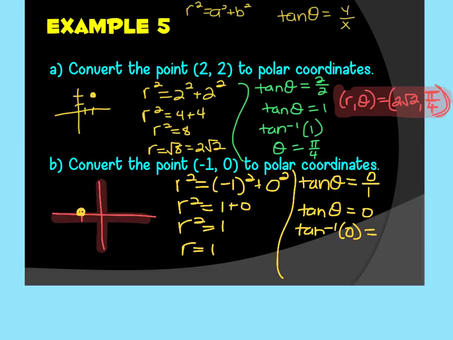So that's technically plus or minus 1, but when we're solving for r we always keep the radius as positive. Then I get tangent of theta is 0 over 1. Tangent of theta is 0. And where on my unit circle is tangent 0? It is 0 at 0, which would mean that this is 1, 0.